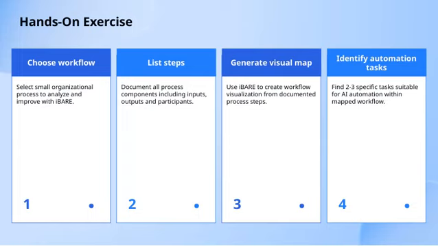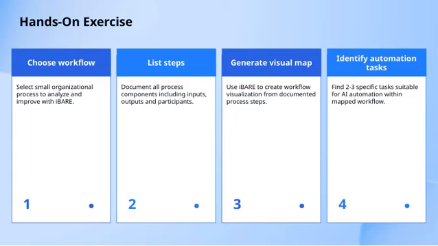First, you'll want to choose a workflow, something small enough to analyze and improve with iBARE. Think of a process within your organization that could benefit from some optimization. Once you've picked that, the next step is to list out all the steps involved. Be thorough. Document every component, including inputs, outputs, and who participates at each stage. This detailed mapping is crucial.